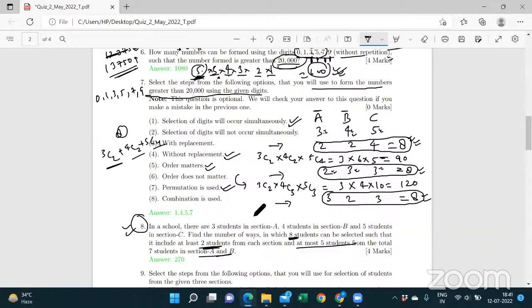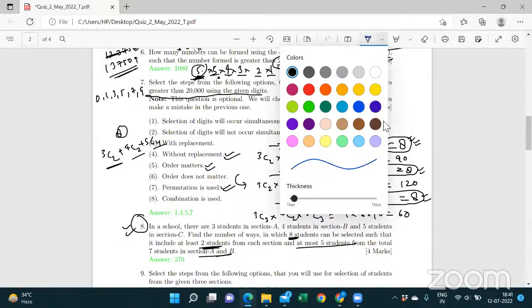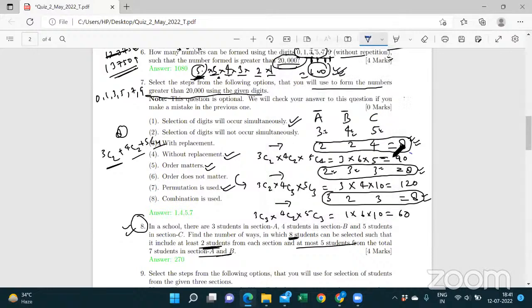Similarly, out of 3, we choose the 3. That means 3 into 4C2 into 5C3. That means 1 into 6 into 10, right? 60. So here we need to add 90 plus 120 plus 60. So 90 plus 120 plus 60 will be 270. It will be 150 plus 120, yeah, 270 is the correct answer.